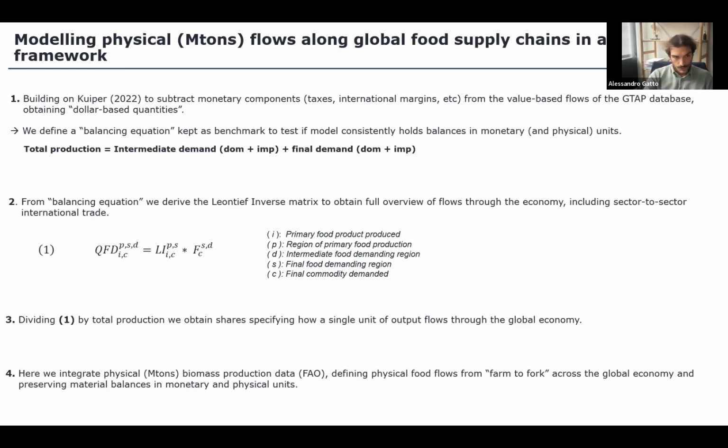So in equation 1, you see that there is this coefficient. We divide this coefficient by total production and obtain shares specifying how a single unit of output flows through the global economy. This allows us to have a matrix in which we integrate the physical biomass data, which we derive from FAO, basically physical production data. And through these shares that we obtain from the Leontief inverse, we decompose the primary production data through the supply chain, tracing food from farm to fork across the global economy, always keeping in mind our balancing equation that you see there, equation 1.